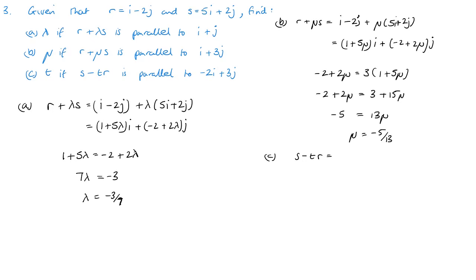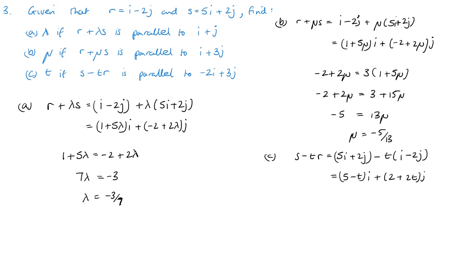So that is 5i plus 2j minus t times (i minus 2j). So that is (5 minus t)i plus (2 plus 2t)j. Now this is going to be parallel to minus 2i plus 3j.